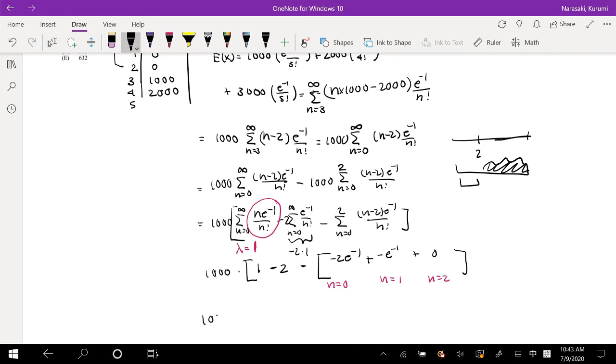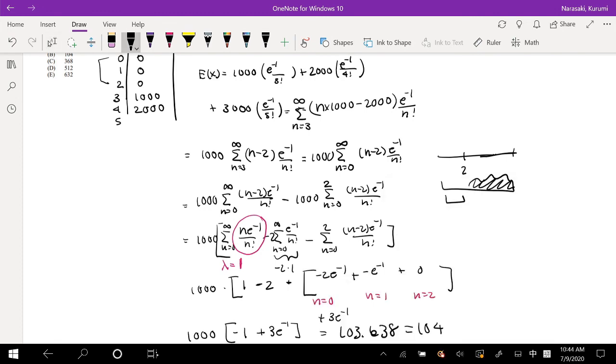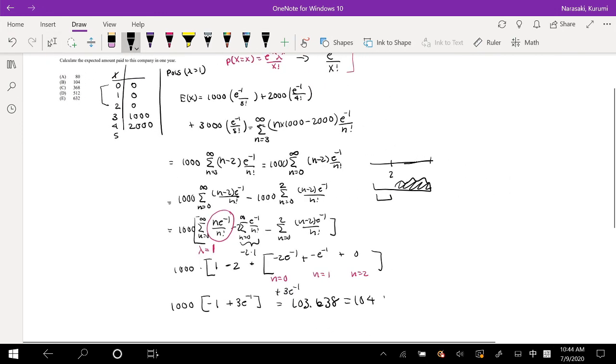So when we simplify this, we get 1,000 times 1 minus 2, which is just negative 1, minus, there are 2 negative signs, right? This part right here is equal to negative 3 e to the negative 1. So 2 negative signs make a positive, positive 3 e to the negative 1. So this is equal to 103.638, which is approximately equal to 104, which is our answer B.